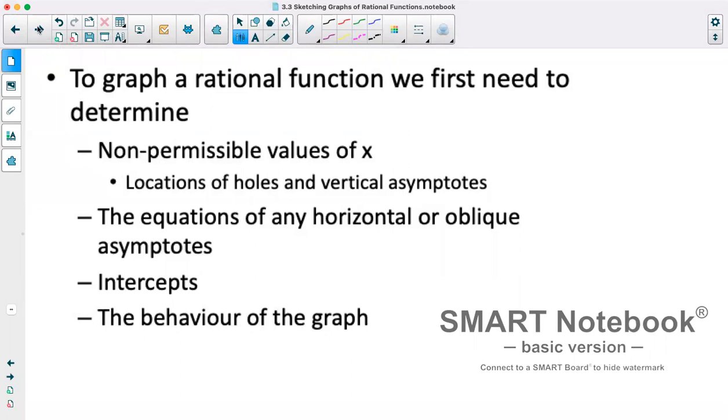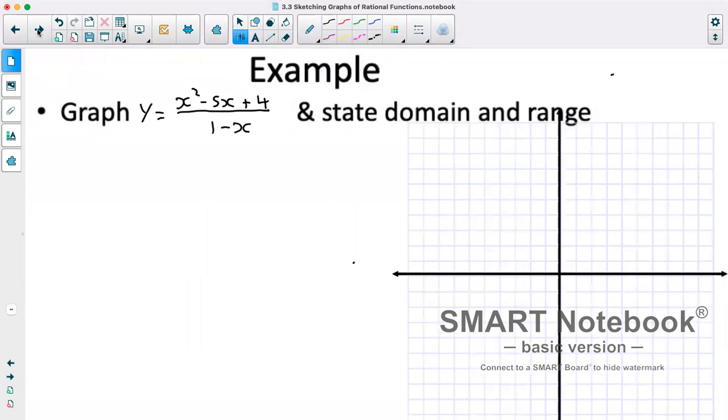So we'll jump straight into some examples. So we want to graph y equals x squared minus 5x plus 4 over 1 minus x. So I'm going to start by factoring this numerator. So I'm looking for two things to multiply to 4, add to -5. So that'd be x minus 4 times x minus 1. That's being divided by 1 minus x.